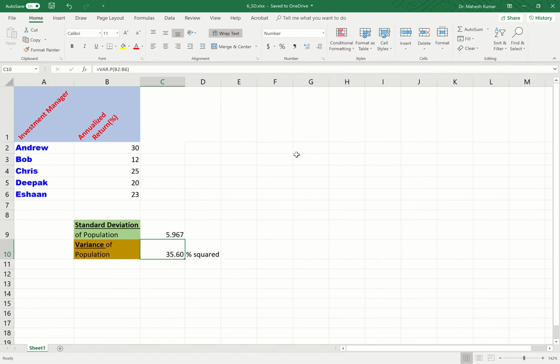So if we had rather calculated the variance not as a percentage but as a value, as a decimal, then the variance here would have been 0.00356. So that is what it means, right? I think variance is a little difficult to interpret here compared to the standard deviation. So a standard deviation of 5.967 means that the average variation from the mean return would be 5.967. Thank you.